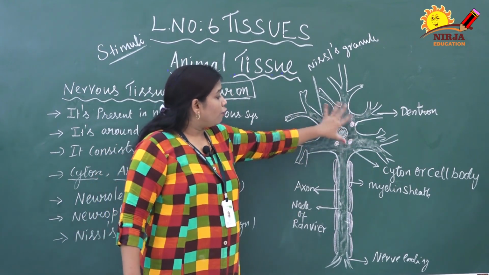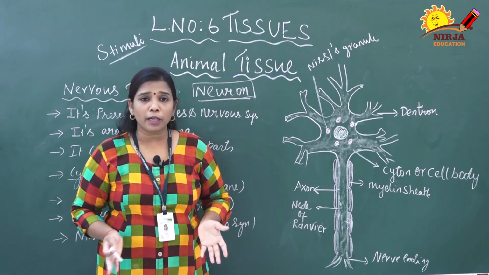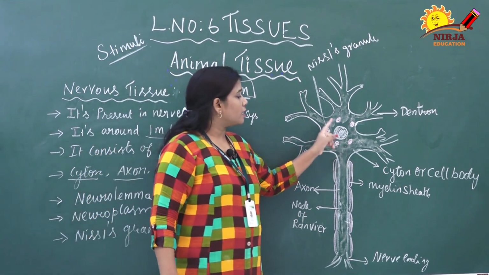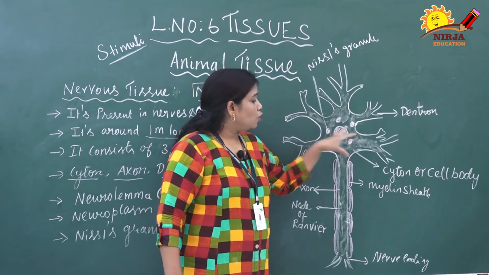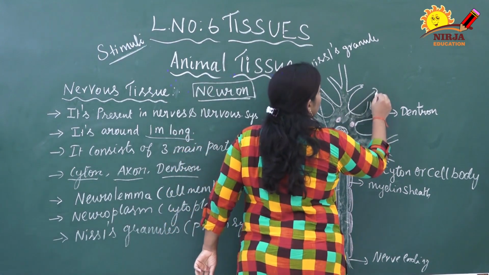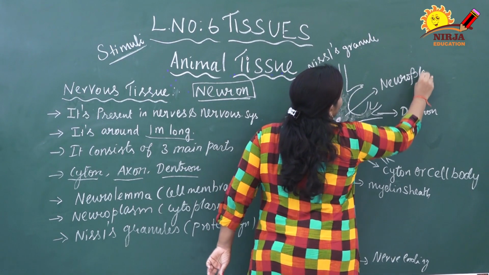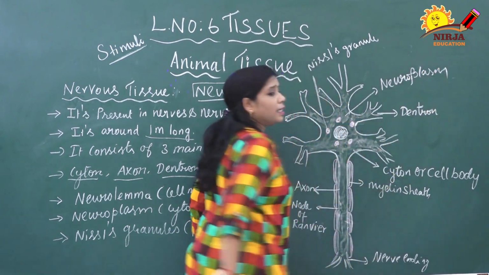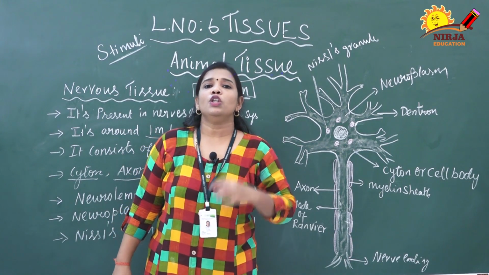Inside this cyton, if you see, in a cell the cytoplasm is present and the cell is covered by a membrane. In the same way, the cyton also contains cytoplasm and nucleus. The cytoplasm of the nerve cell is called neuroplasm. What is neuroplasm? The cytoplasm of the nerve cell is called neuroplasm.